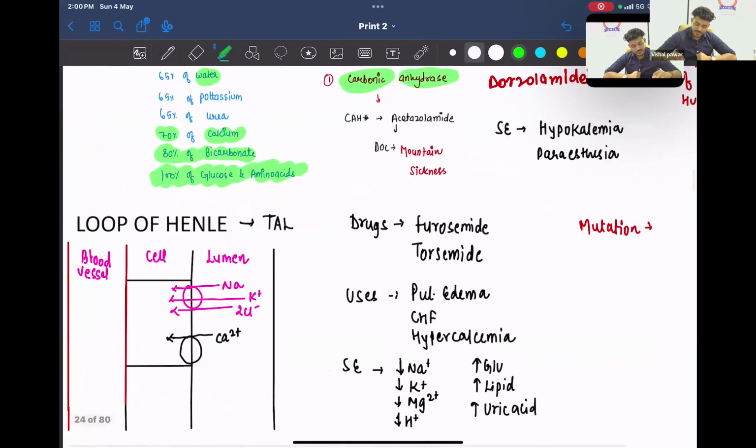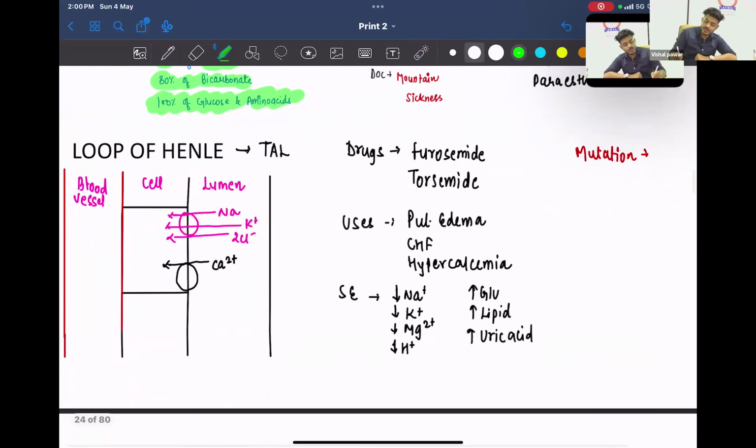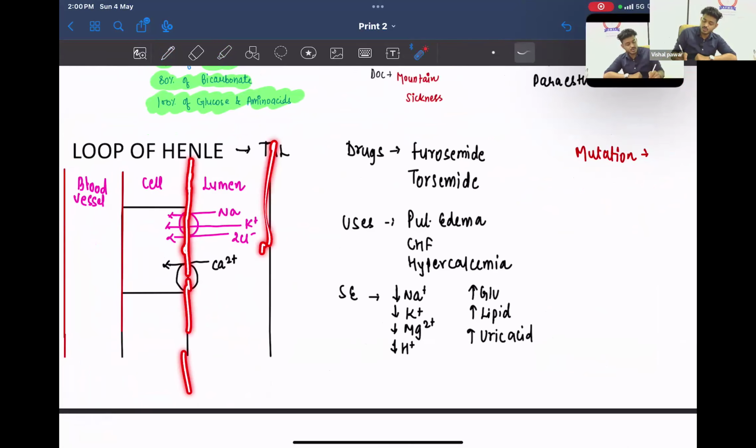Now comes the second part, because the second part will be having the loop of Henle. Okay, loop of Henle will be there, and this is the lumen I'm talking about. This is your loop of Henle, and in the loop of Henle you will be having certain cells. Just look here once. Certain cells will be there, and nearby that you will be having the blood vessel, right? So what is going to happen?